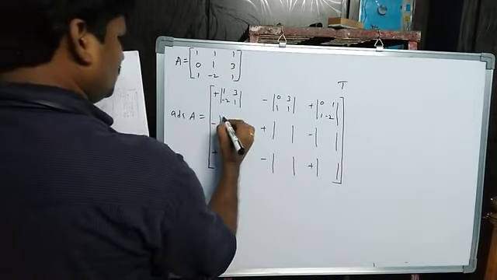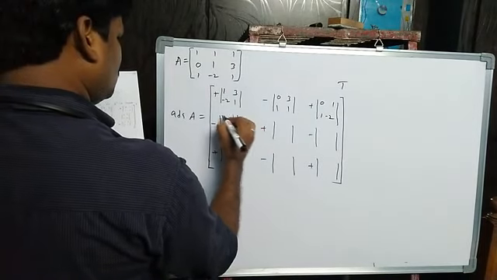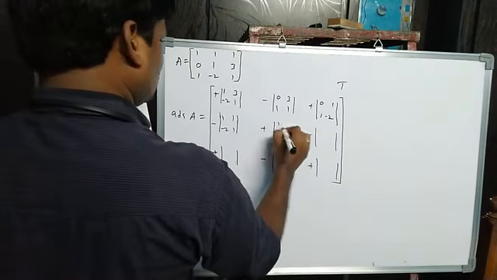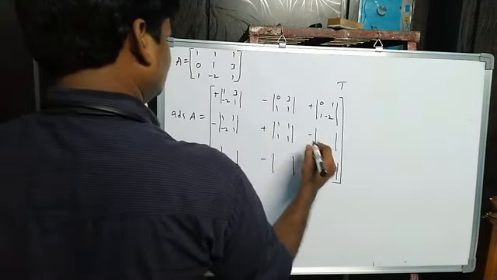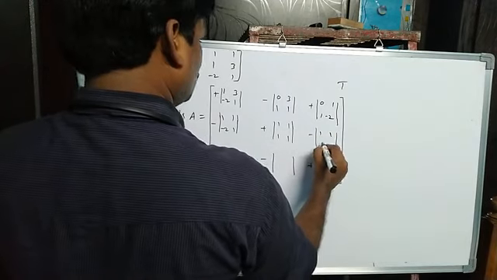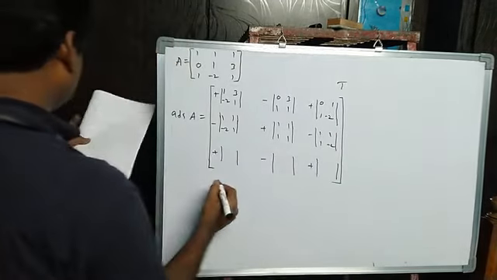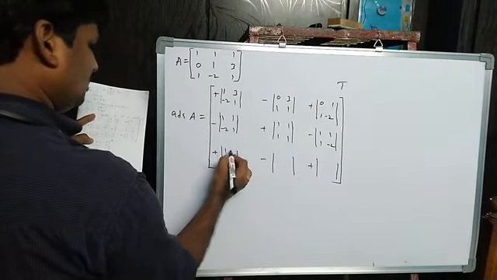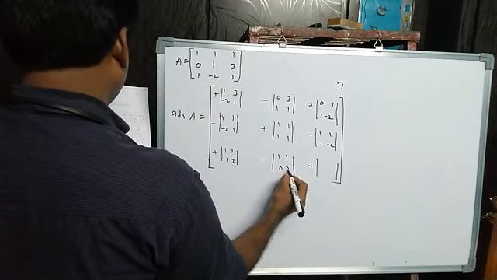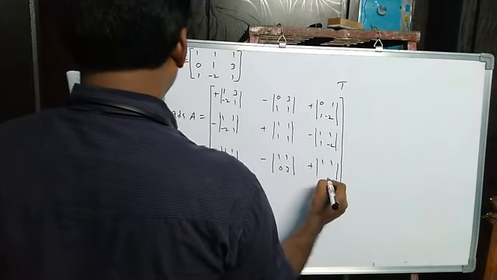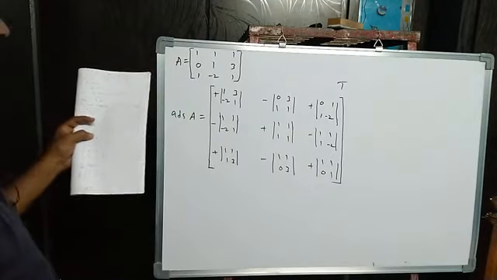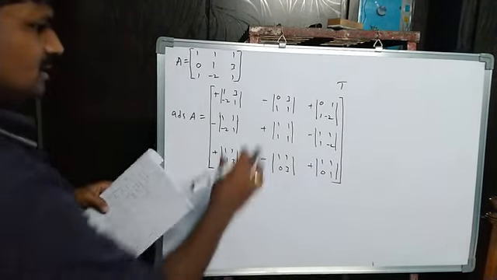Minus of 1, 1, 1, minus 2, 1. Next 1, 1, 1, 1. Next 1, 1, 1, minus 2. Next, plus 1, 1, 1, 3. Next 1, 1, 0, 3. Then 1, 1, 0, 1. So simplify this one.